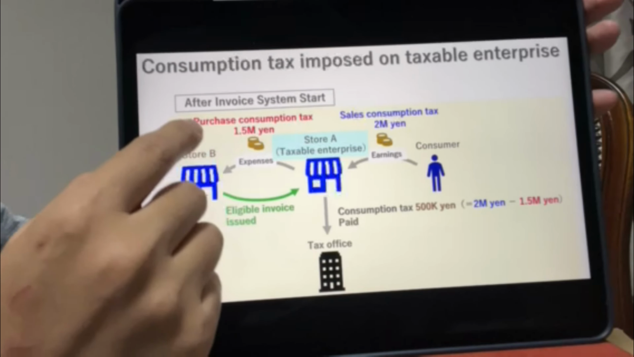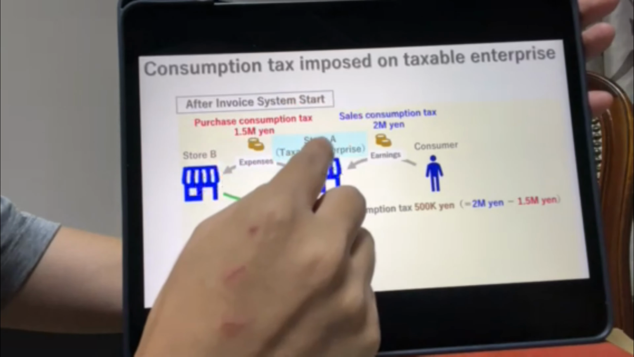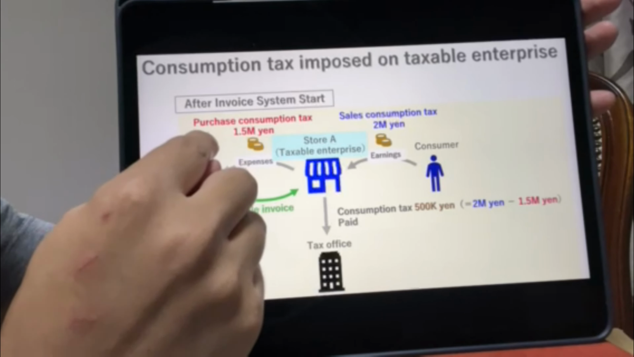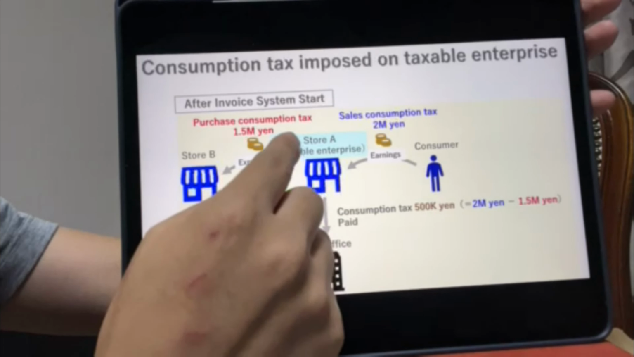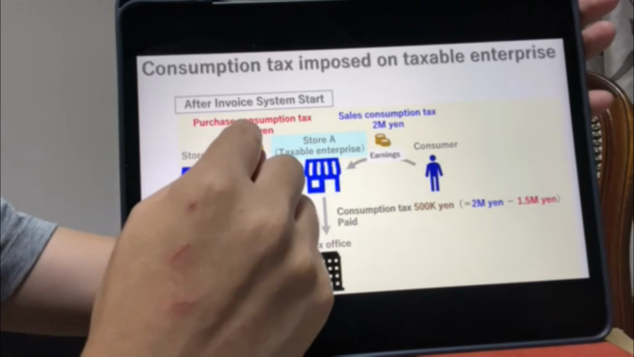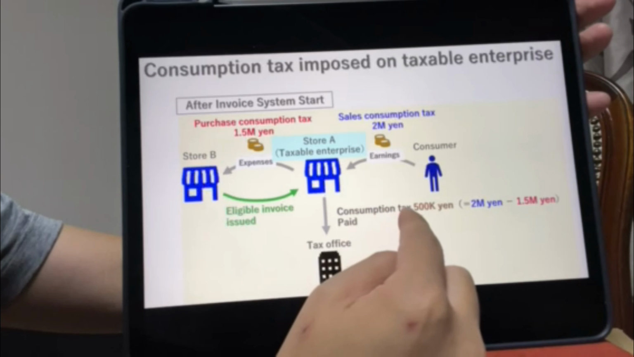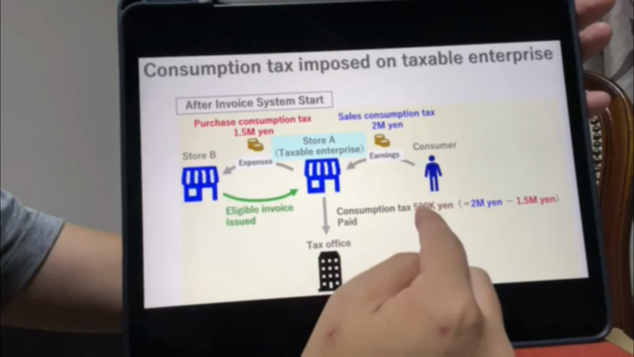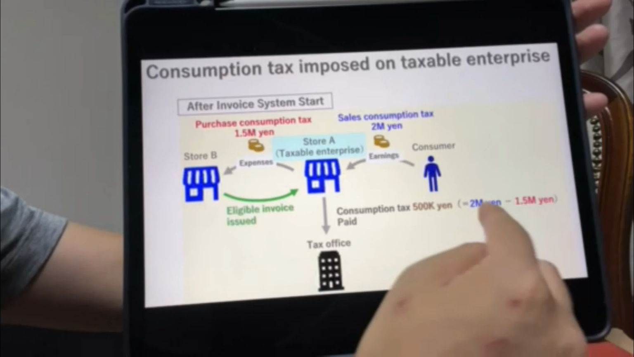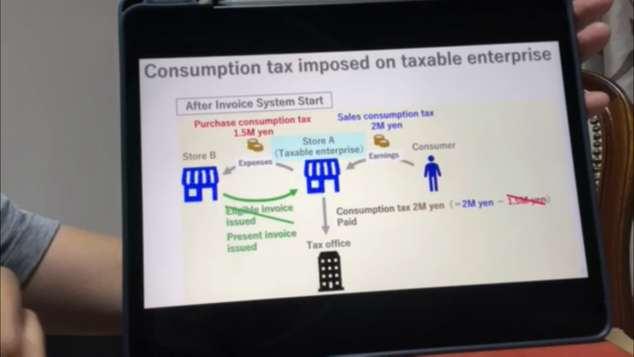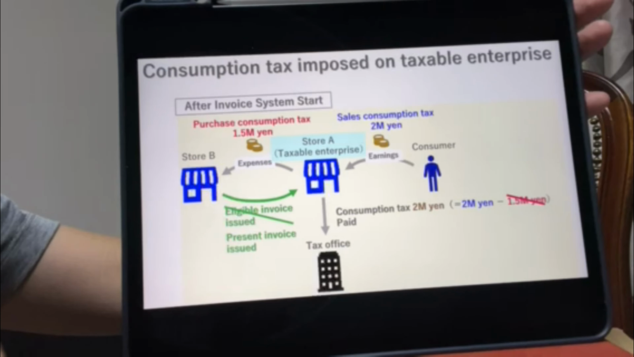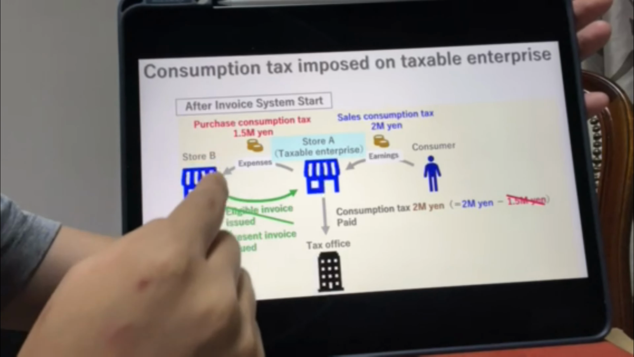This picture shows the situation after the invoice system starts. Store A is a taxable enterprise. In case Store B is an eligible invoice issuer, Store A can subtract purchase consumption tax of 1.5 million yen. Then the consumption tax paid to the tax office is 500,000 yen, calculated from 2 million yen minus 1.5 million yen. In the next case, Store B is not an eligible invoice issuer, just a tax-exempt enterprise.